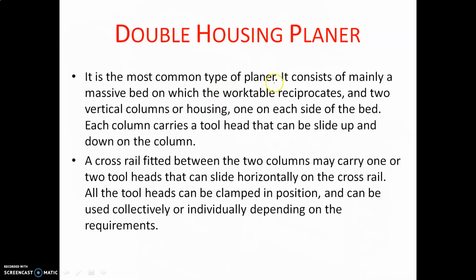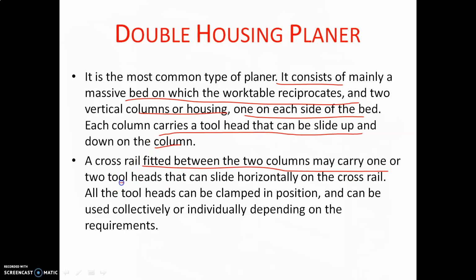Double housing planer consists mainly of a massive bed on which the work table reciprocates, and two vertical columns of the housing, one on each side of the bed. The column carries a tool that can be slid up and down the column. The cross rail fitted between the two columns carries one of the tool heads that can be slid horizontally across the rail.